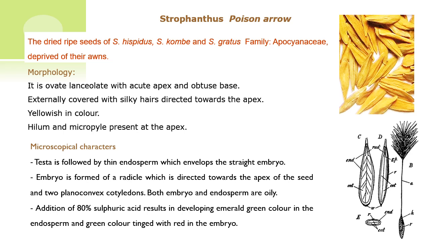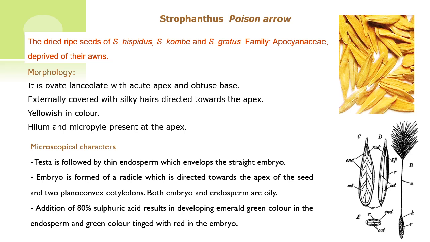The seed is ovate lanceolate in shape with acute apex and obtuse base. The seed is covered externally with silky hairs directed to the apex. The seed has a yellowish color. Hilum and micropyle are present in the apex, which is similar to linseed, as hilum and micropyle in linseed are situated in the depression of the narrow end.